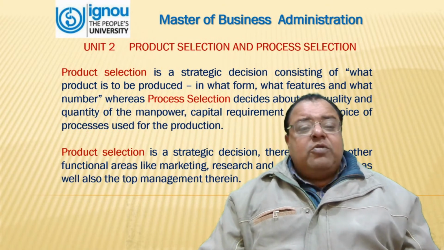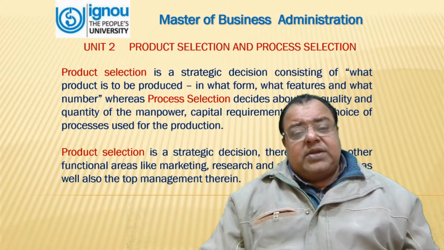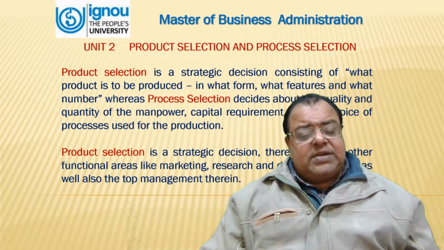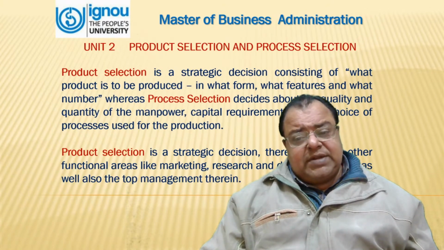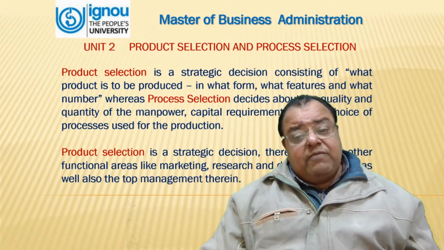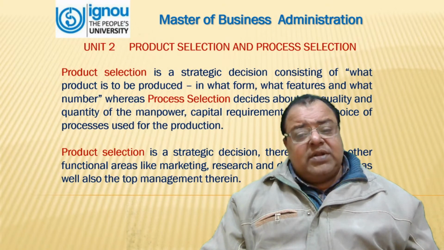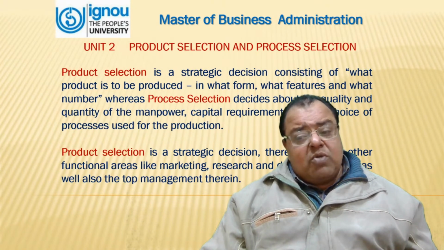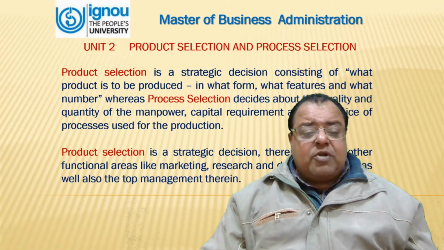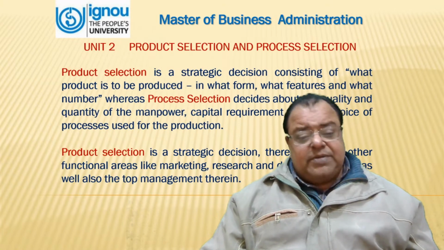Now, we move on to unit 2, which is related to product selection and process selection. What is meant by product selection? It is a strategic decision consisting of what product is to be produced, in what form, what features, and what number. Whereas process selection decides about the quality and quantity of the manpower, capital requirement, and the choice of processes used for the production.